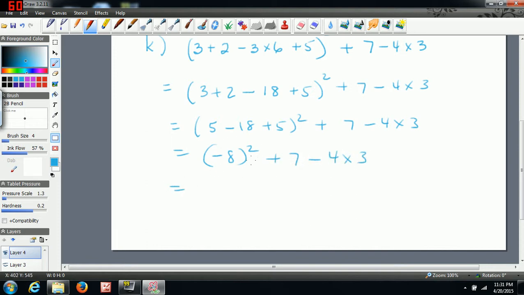Now the next thing you're going to do, now in this case we're going to do exponents next. So negative 8 times negative 8 is 64. And then you could have done this at any point. You could have dragged it down, or you could have actually worked this out as well. So multiplication is going to come before addition or subtraction. So 4 times 3 is going to be 12. Now you've got addition and subtraction, so we're going to go ahead and just add and subtract. So 64 plus 7 is going to be 71, minus 12 is going to be 59. Okay, oops.